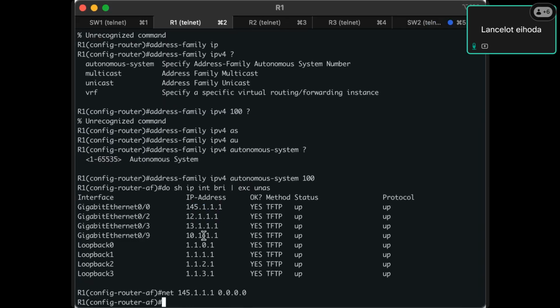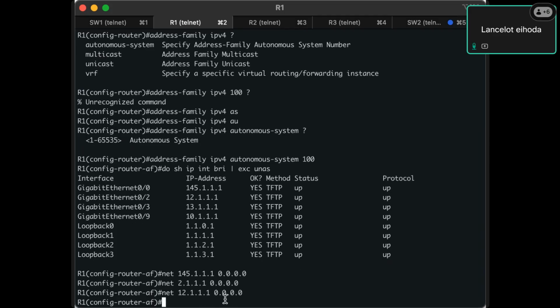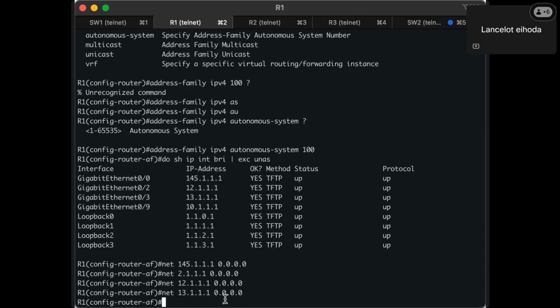The next interface I say is this one. I have the 12 network, I have the 13 network, and I have the 145 network. Then I have all these loopbacks.